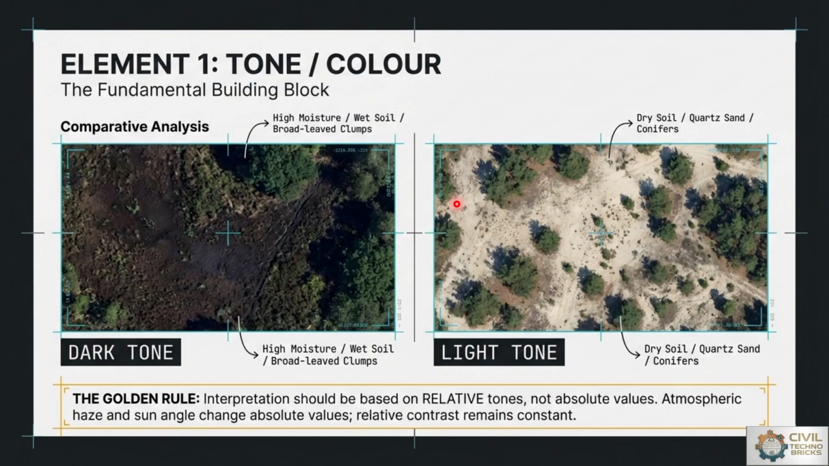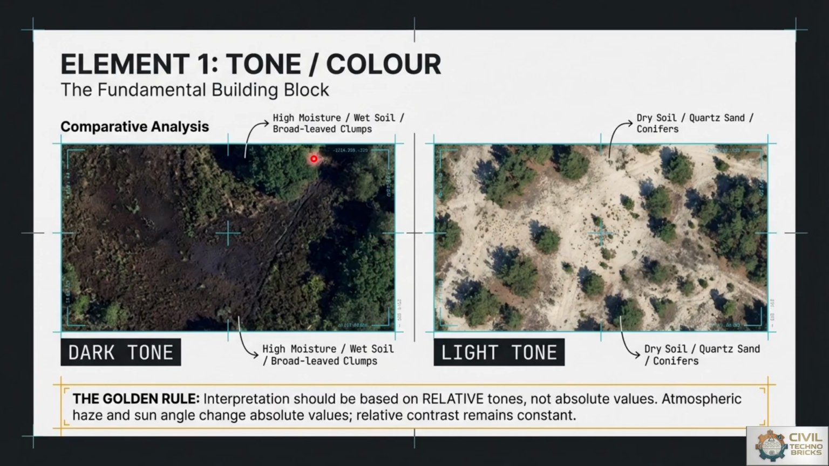Here the second image has the light tone, where dry soil, quartz sand and conifers are noted. This means we have to compare the two images based on tone or color, which refers to the relative brightness or darkness of an object from a monochromatic image point of view. Here the color represents variations observed in multispectral or any false color composites.